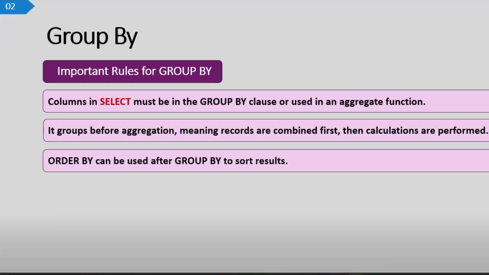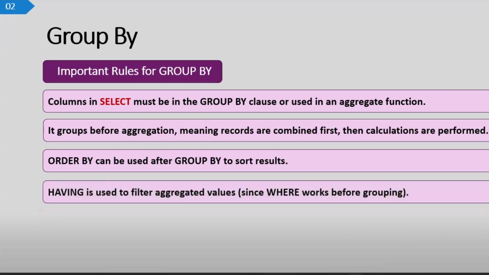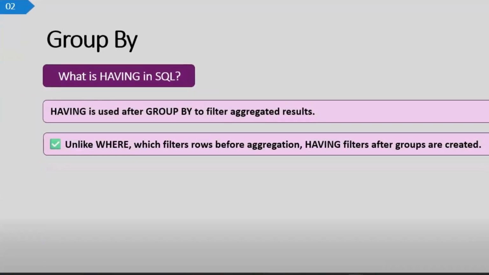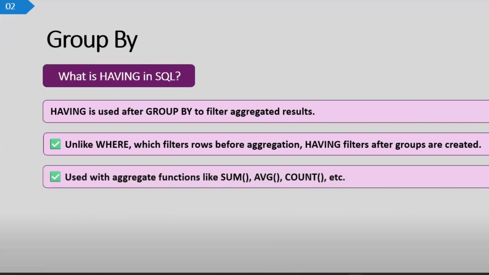And if you do order by, it can be used after group by to sort the result. And if you need to put any condition on an aggregate function, you can't use where, but you can use having. What is having? Having is used after group by to filter the aggregated result. Not like the where condition, it doesn't run on the data before aggregation, but after aggregation. So it doesn't run per row, but per group. You can use with it any aggregate function like sum, average, count, and so on.